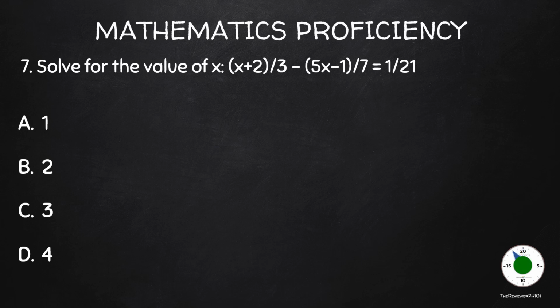Seven, solve for the value of x. (x plus 2) divided by 3 minus (5x minus 1) divided by 7 is equal to 1 divided by 21. A. 1. B. 2. C. 3. D. 4. The correct answer is B.